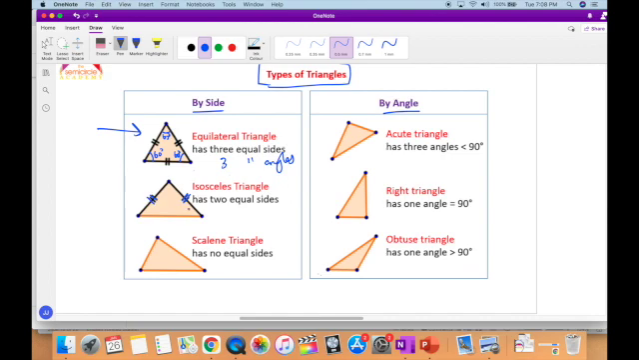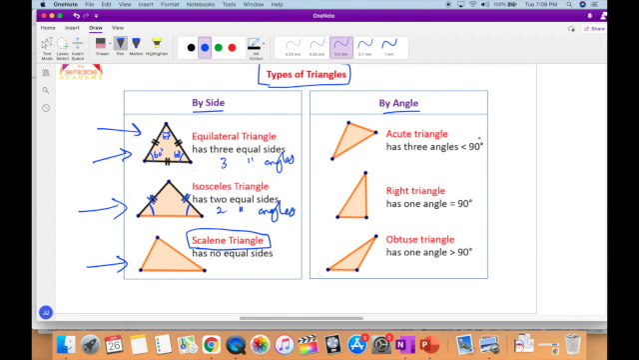And when you have 2 equal sides, these base angles are going to be equal as well. Once you have these sides having the same length, then this triangle also has 2 equal angles. And then we have the weird scalene triangle. Nobody likes the scalene triangle because it does not have any equal sides and it does not have any equal angles at all.